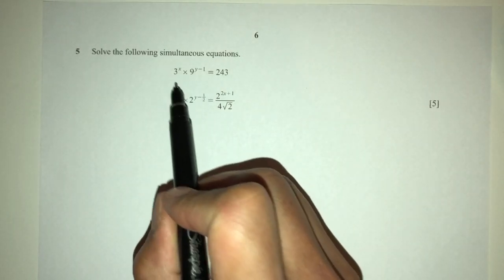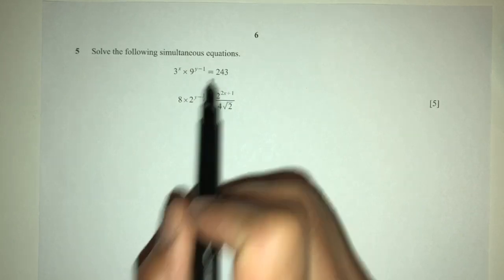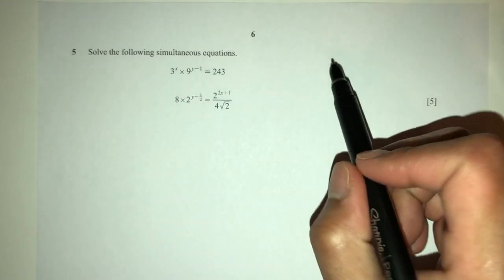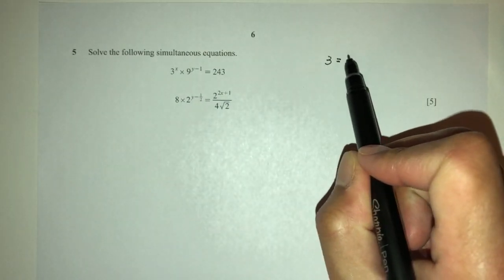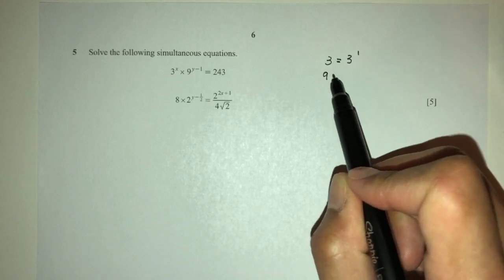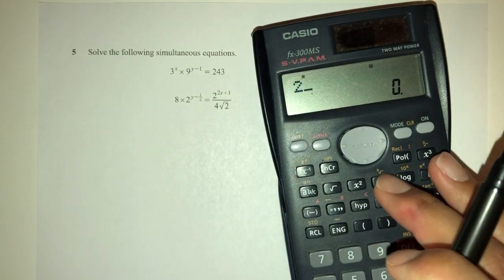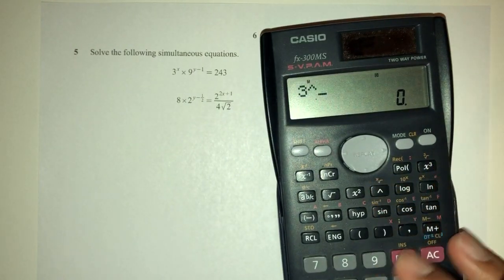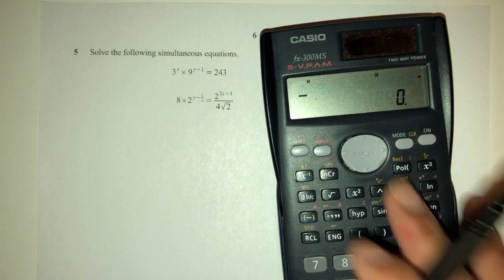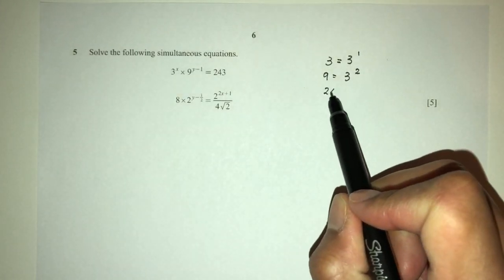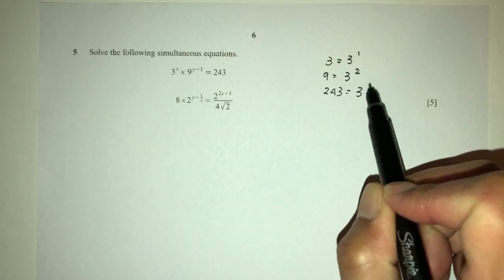So what can we see here? We have 3, 9, 243. So we know that 3 is 3 power 1. We know 9 is 3 power 2. But what is 243? Let's check. Is it 3 power 5? Yep, it is. So 243 is 3 power 5.